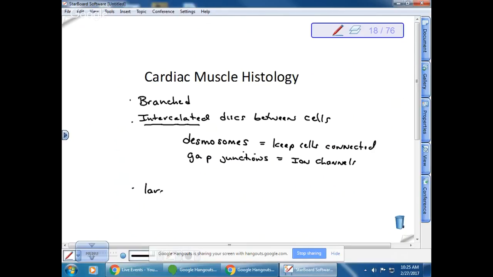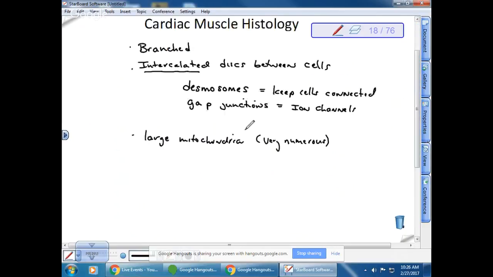The other interesting thing about these cells is that they have very large and numerous mitochondria. So large mitochondria, and I'll put very numerous. So there's lots of them. And this is due to the fact that the heart runs on aerobic respiration. So this is cellular respiration that requires oxygen.